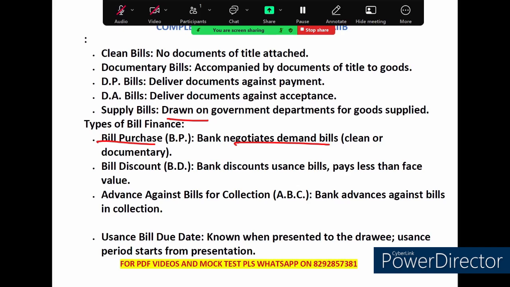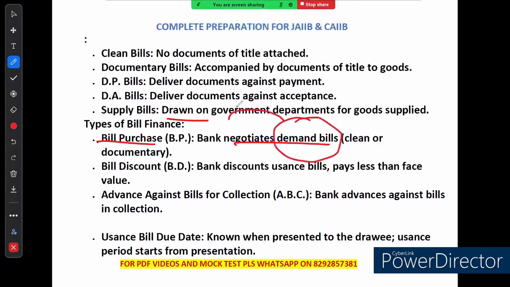So bill purchase means when the bank negotiates a demand bill. See the kind of bill. If it is a demand bill, then negotiation will be done. If it is a usance bill, then bill discounting will be done. Remember it. Okay. And something called ABC, advance against bill for collection. The bank gives you an advance while the bill is being collected.